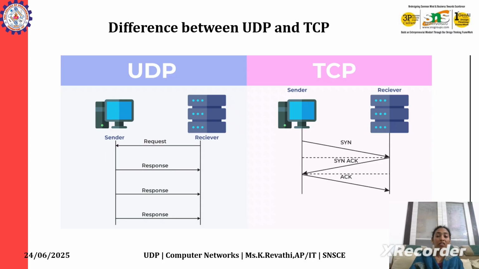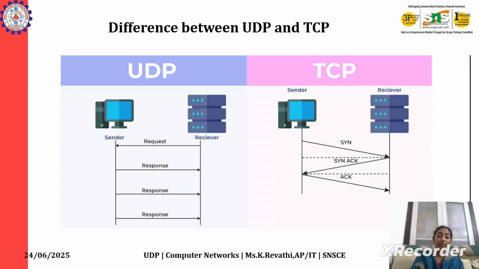There is no chance of data loss in the Transmission Control Protocol. Here one packet is sent at a time to the receiver, and only after that data reaches the receiver does the sender send the next packet. This is the difference between the UDP and TCP protocols in the transport layer.